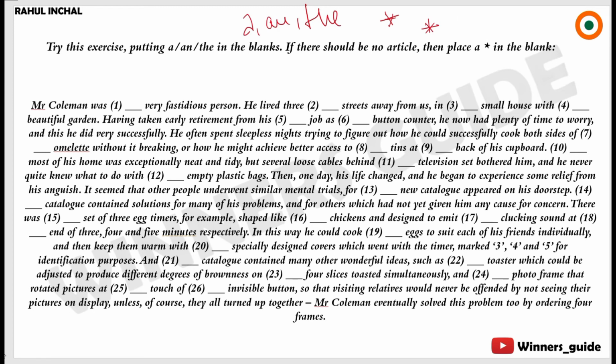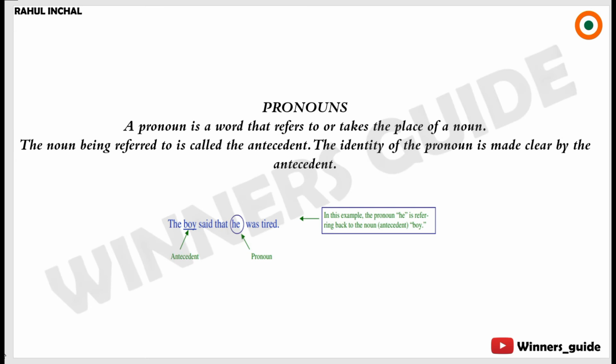Okay, now I wanted to explain in depth what pronouns are and the kinds of pronouns. Again, I gave you a short introduction to pronouns in the last video also, but I'm teaching this again. Now, a pronoun is a word that refers to or takes the place of a noun. Very obvious. Okay, I want you to look at this sentence. The boy said that he was tired. He here is pronoun. The boy here is antecedent. Okay, in this example, the pronoun he is referring back to the noun antecedent, boy.